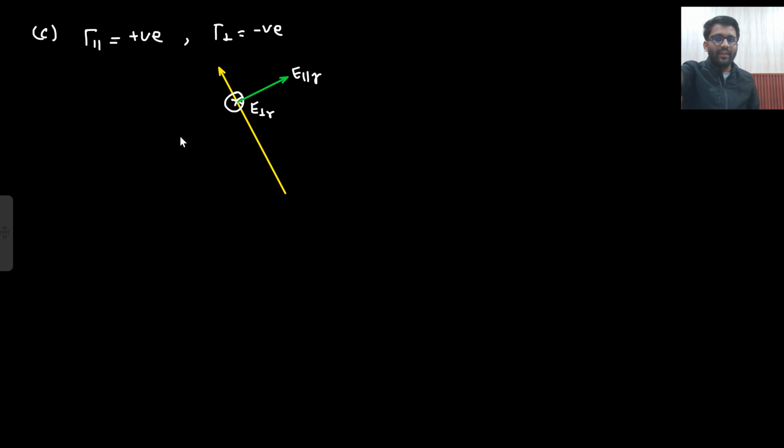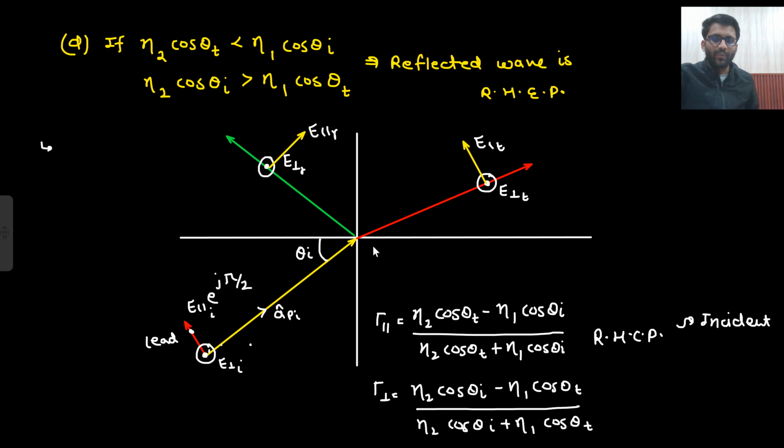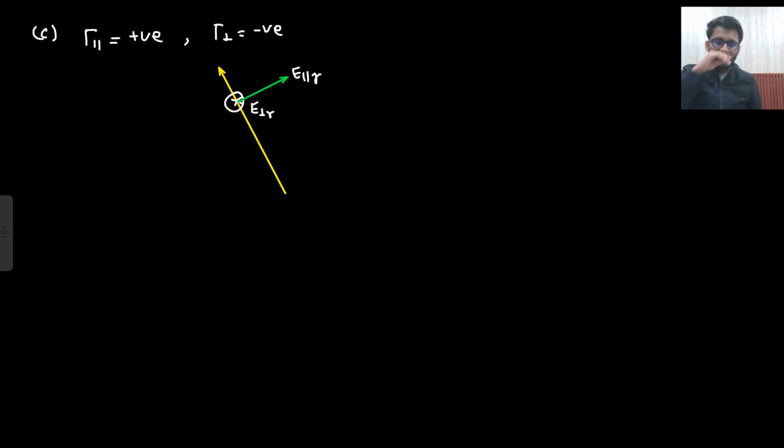Because the parallel component is having a positive value, that means our assumption was correct. We assumed the parallel component of the E field to be in this direction only. Okay, so which is in lead? This is in lead. And which is in lag? Lag is going inside. So from lead to lag, which hand do I need to use? Right hand. Elliptically polarized.